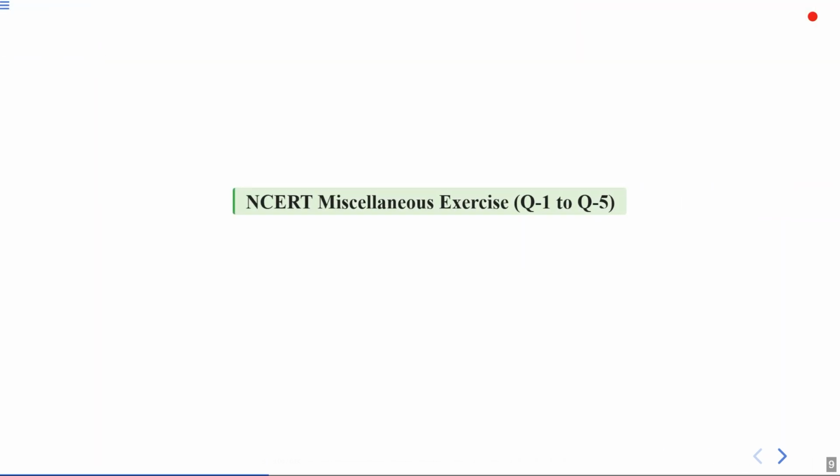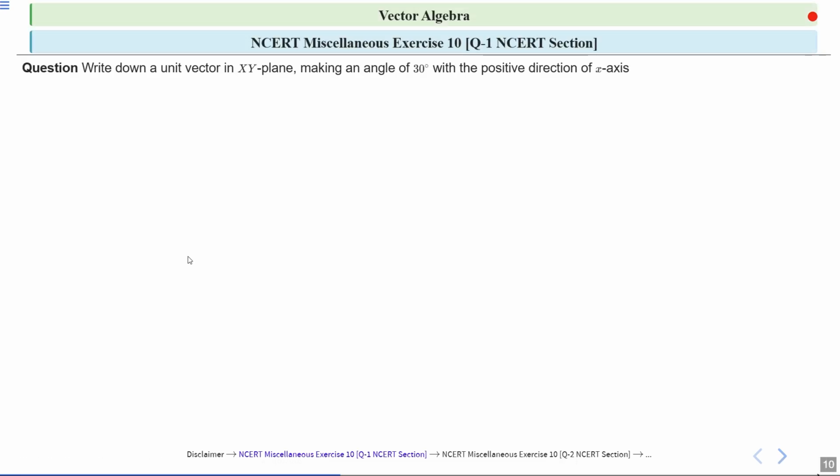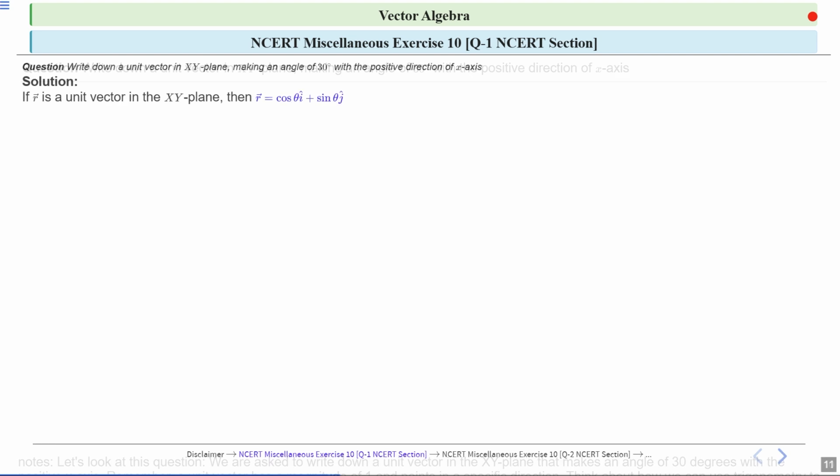Now let's see NCERT miscellaneous exercise question number 1 to question number 5. The question says: write down a unit vector in xy plane making an angle 30 degree with the positive direction of x-axis. Let's see how we can solve this. So let's see the solution.